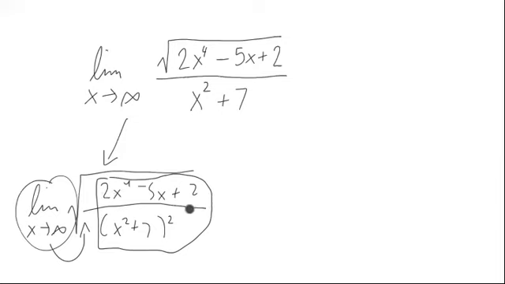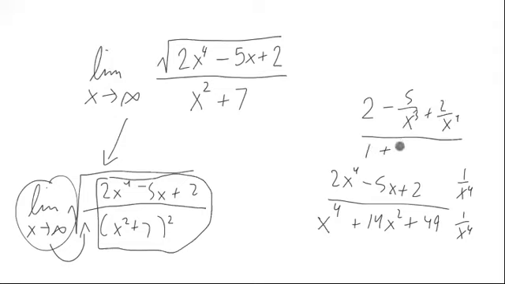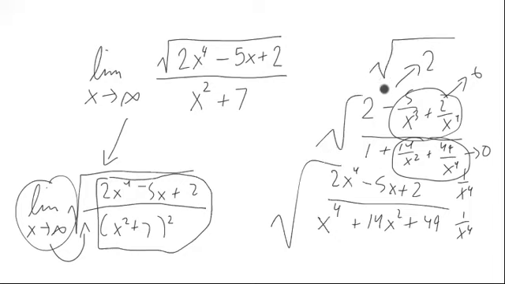Then we could multiply this out if we wanted to: x to the fourth plus 14x squared plus 49 is on the bottom. You can multiply top and bottom by 1 over x to the fourth, and doing so you'd be left with 2 minus 5 over x cubed plus 2 over x to the fourth, all over 1 plus 14 over x squared plus 49 over x to the fourth. Notice that these go to zero as x goes to infinity, and you're just left with 2. Of course, you took the limit on the inside, all happening inside the square root, so the result should be the square root of 2. So that's one way of doing it.